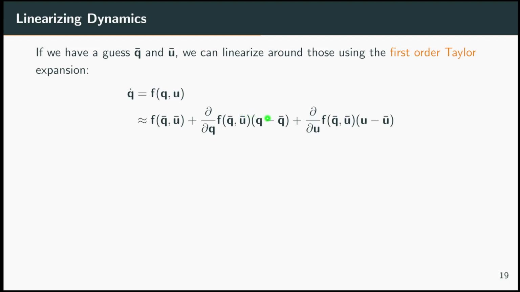And then you multiply it by Q, which is the input variable, minus the Q bar, which again is this fixed initial guess. So now it's really just a matrix times some variable minus something fixed, which is linear. And then the second term, same thing, partial derivative, but now with respect to U.